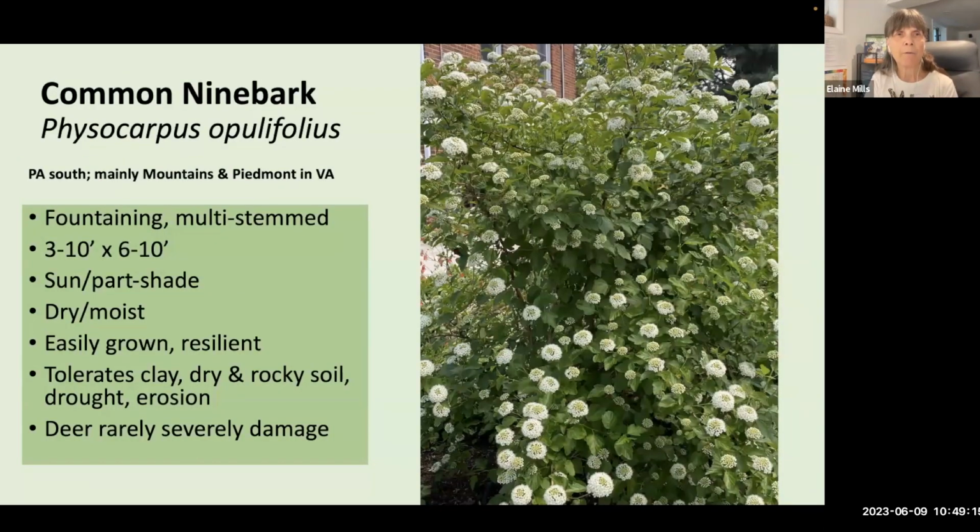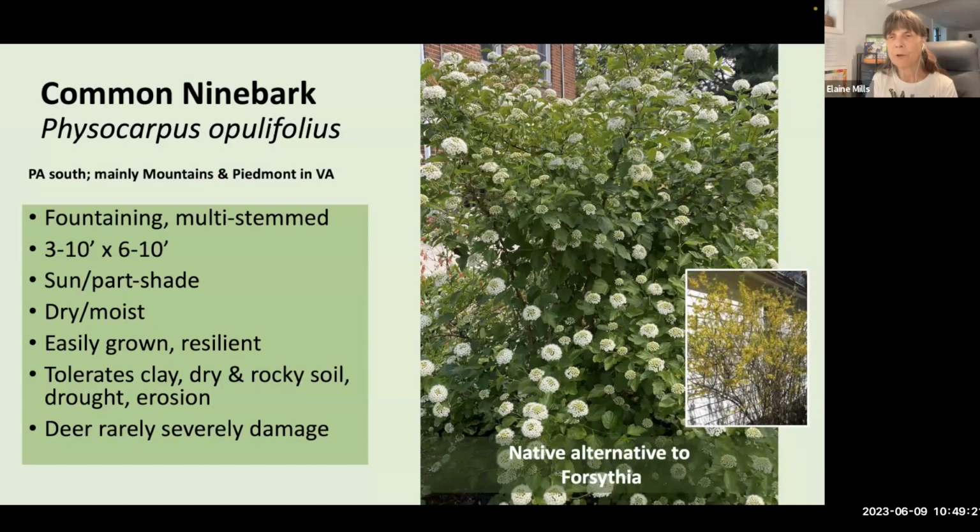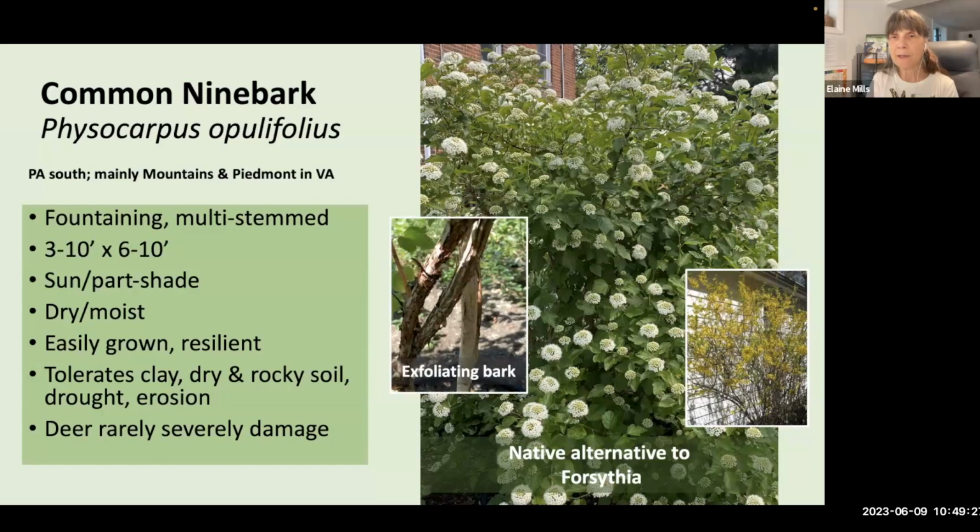Common ninebark, Physocarpus opulifolius, is a fountaining multi-stemmed shrub, a perfect native alternative to Forsythia. It's known for its exfoliating bark. It's said to peel away in 9 different layers, leading to the common name.